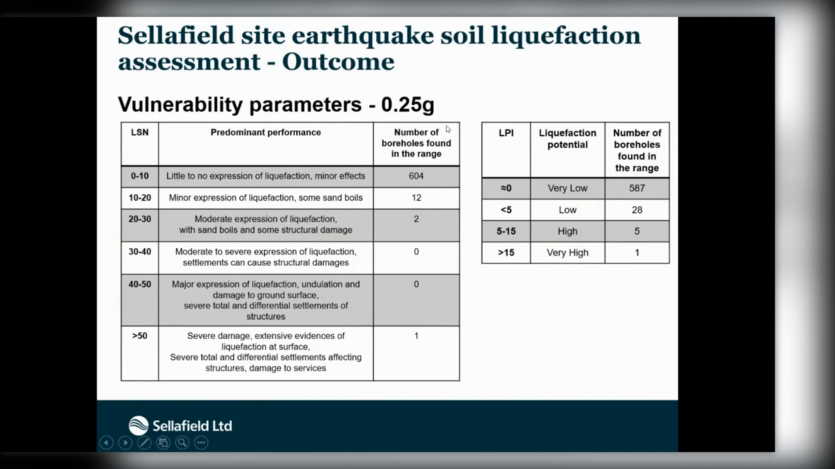And for 0.25 g, for the liquefaction severity number, we found 604 boreholes with little to no expression of liquefaction. Of course, in these 604 boreholes, we have included also those not susceptible to liquefaction. Then we found 12 boreholes with minor expression of liquefaction, two with moderate expression of liquefaction, and one with severe damage. With regards to the liquefaction potential index, we found that 587 had a very low probability of liquefaction, 28 low, five high, and one very high.